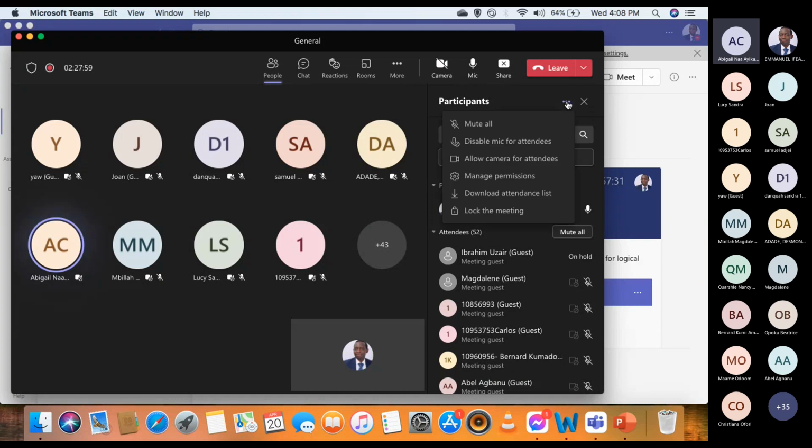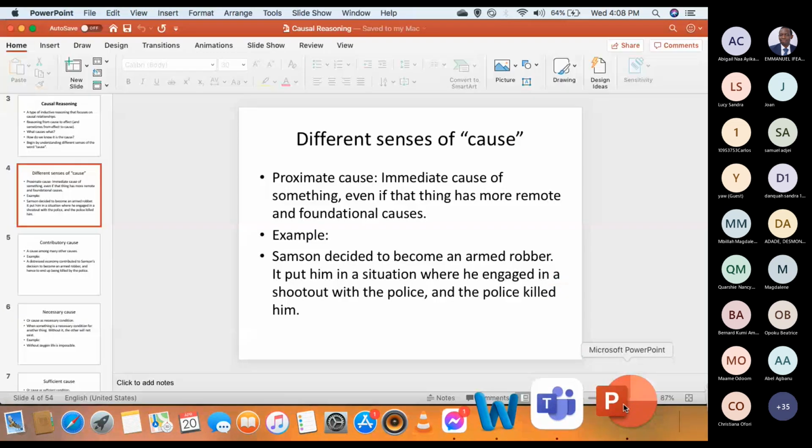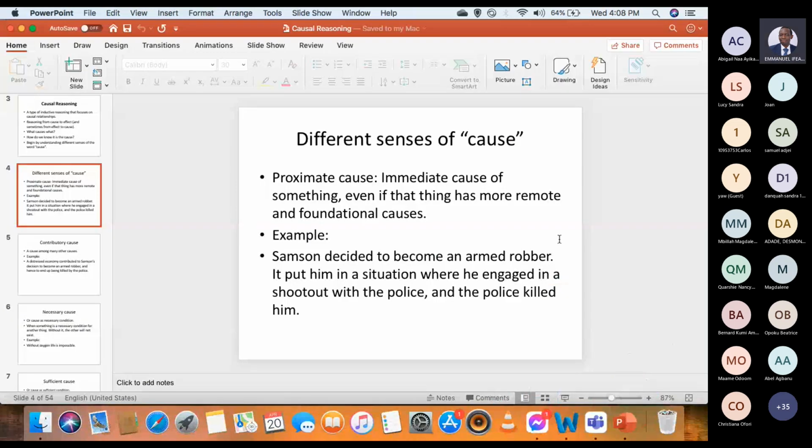When you're talking about other things that caused Samson's death, such as economy, unemployment, none of those things is the proximate cause. The proximate cause is that he was shot. That's the simplest way for you to understand proximate cause: Samson was shot and he died. He died of gunshot injuries. So that's the proximate cause. Okay, thank you.